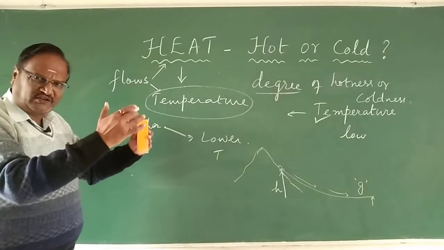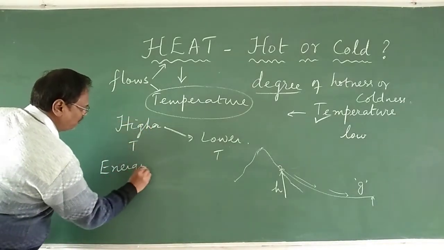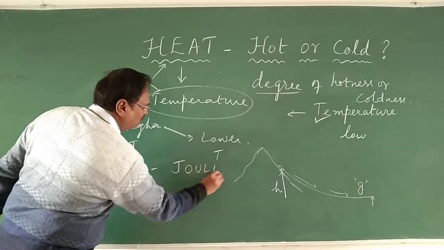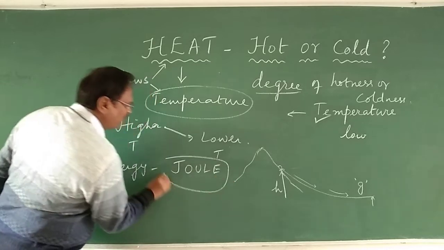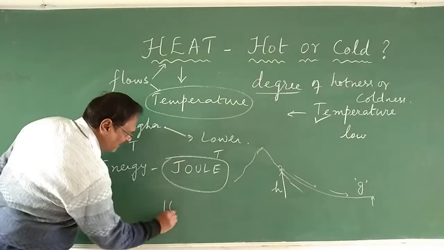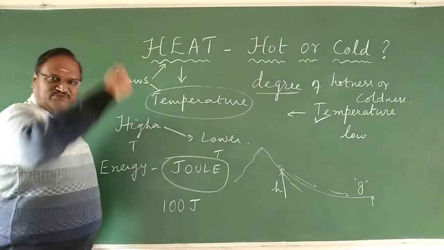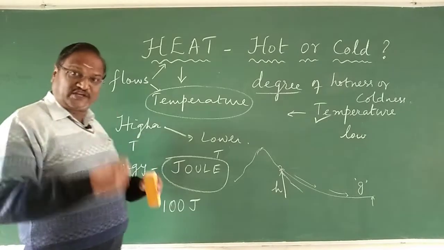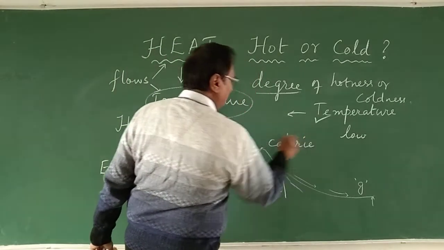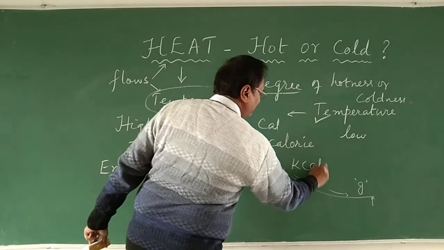Now what is the unit of heat? I said heat is a form of energy. The unit of energy is joule. It is joule. We can say 100 joule of energy, or 300 joule of energy. That also you can use something called calorie, right? Calorie, C-A-L, you write it, or kilocalorie, right?